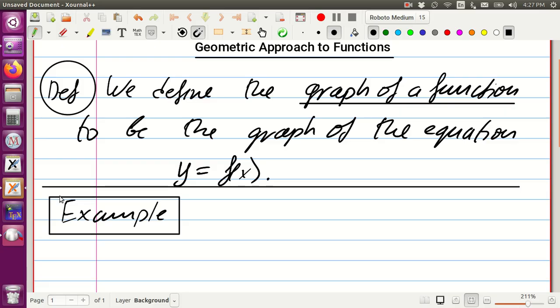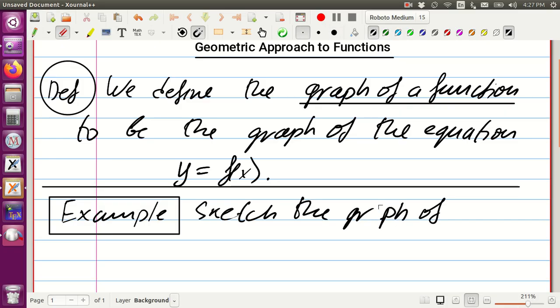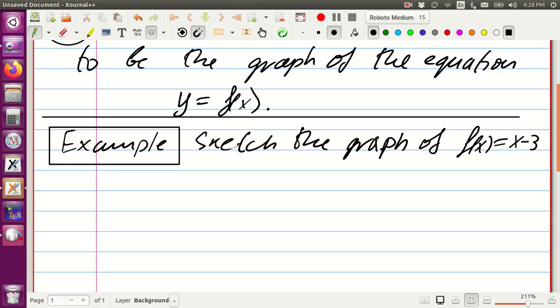So the first example we're going to do is asking us to sketch the graph of f of x equals x minus 3. So we'll start with something simple and move to the harder ones. All right, so what would be our solution in this case? Let's see what we can do.